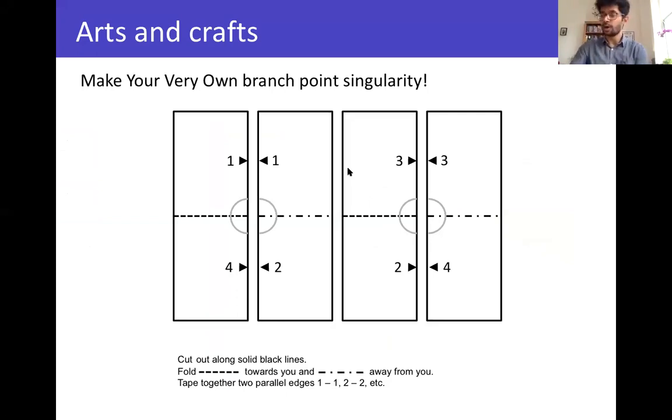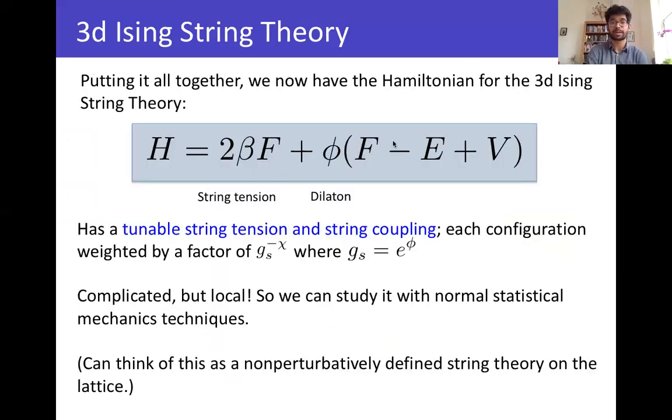So after doing all of that, finally, we have our model. Our model is now the Hamiltonian for what I'm going to call the 3D Ising string theory. Okay. It has two terms in it, basically. This term here is the Euler character of the lattice domain walls. And this term here is the area of the domain walls. This is the ordinary Ising Hamiltonian. Okay. And so the new thing is here, basically we put a new coupling phi multiplying this Euler character term.